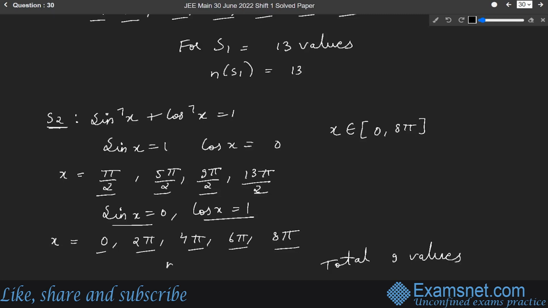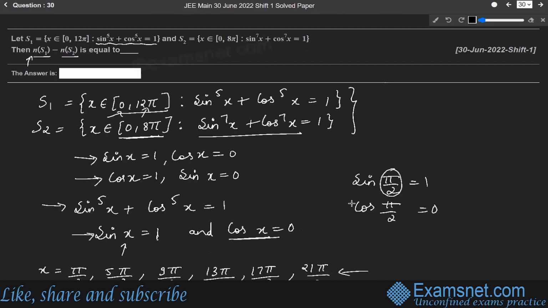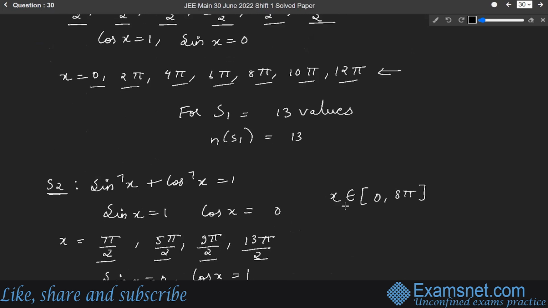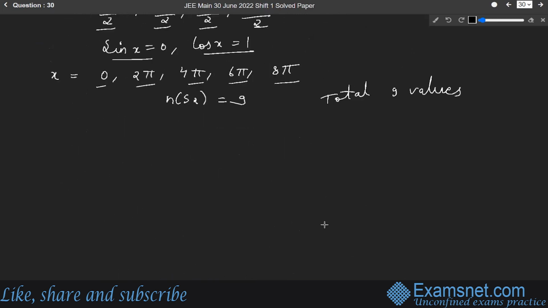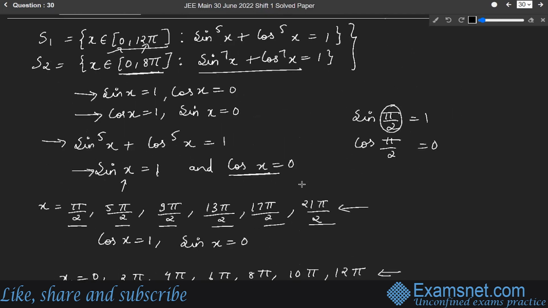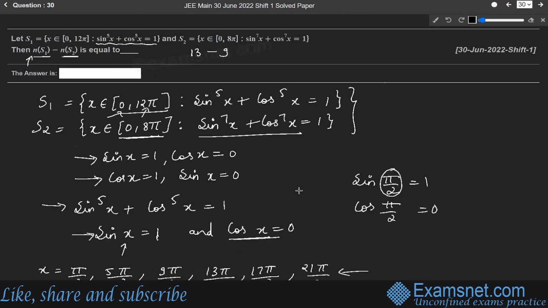It simply means that n of S2 is 9. Okay. Now what do we have to find? We have to find n of S1 minus n of S2. What is n of S1? It is 13. Minus what is n of S2? It is 9. See, we have already calculated it. n of S1 is 13 and n of S2 is 9. So the difference of n of S1 and n of S2 is 13 minus 9, which is equal to 4. So for this question, the correct answer is 4.